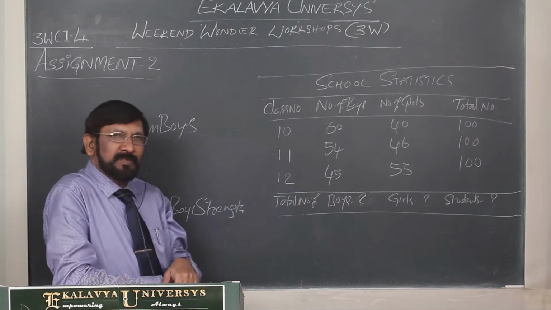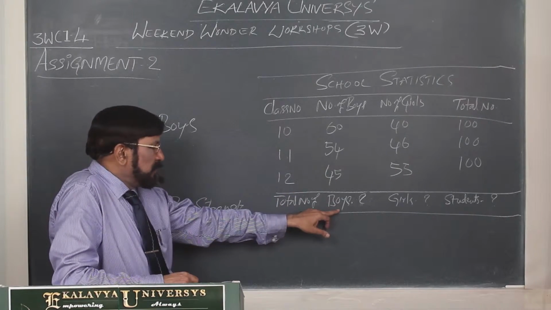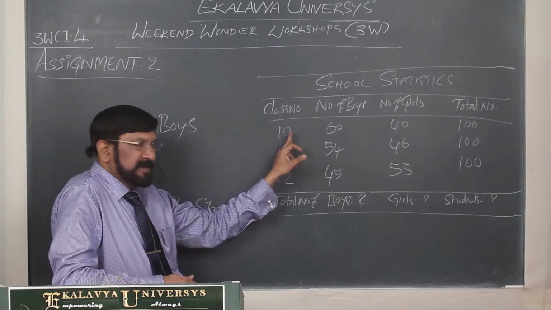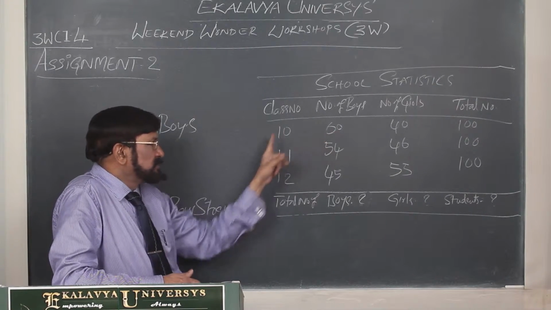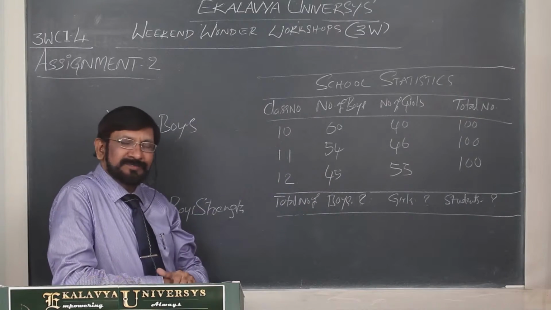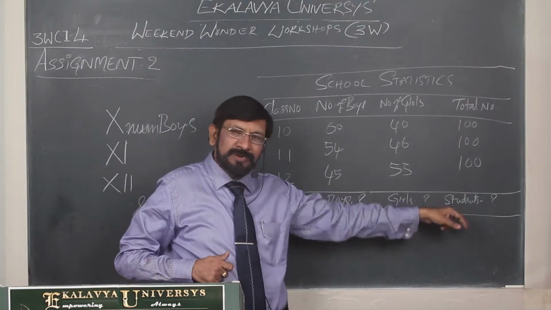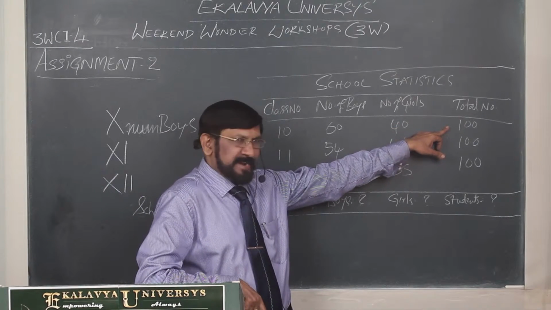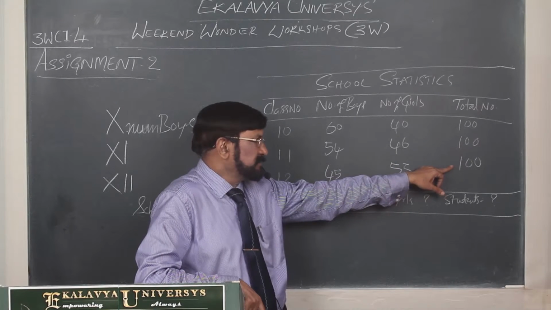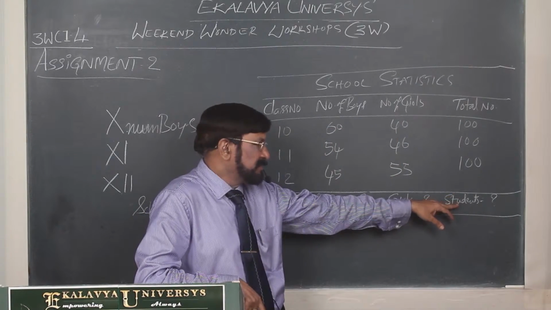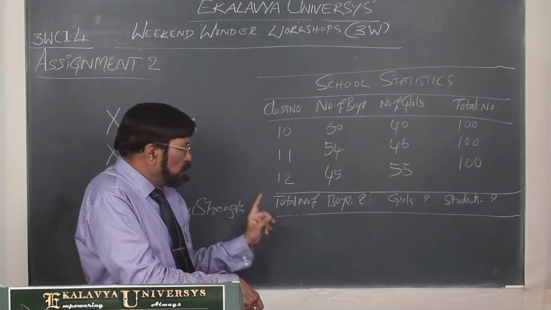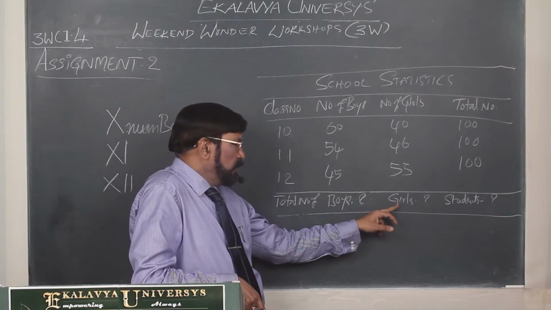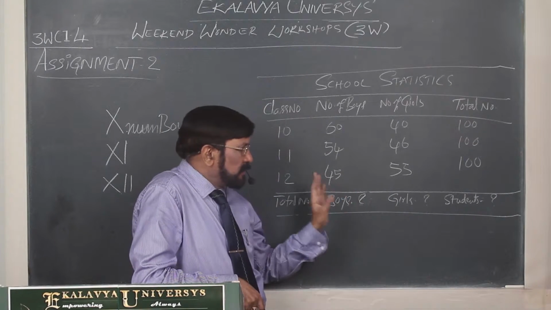And for the formula, I just give a simple hint. How can you find it out? School boys strength is equal to 10th num boys plus 11th num boys plus 12th num boys, and likewise for girls. Next, school total strength: how can you find it out? There are two alternative formulas, and you can use whichever you want. 10th strength plus 11th strength plus 12th strength is the school strength. Or otherwise, school strength is equal to school boys strength plus school girls strength. Like that, two alternative formulas are there.